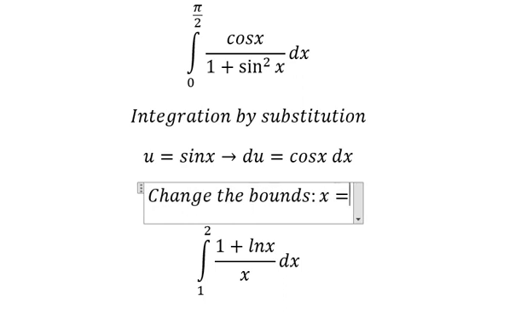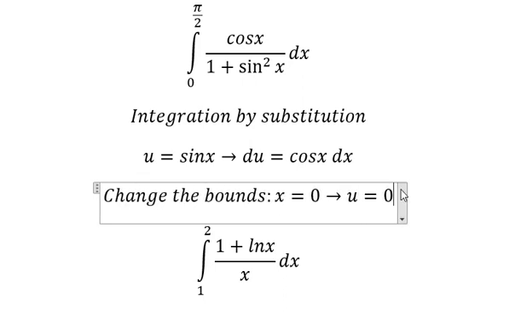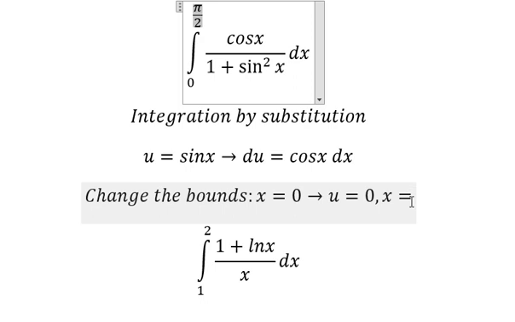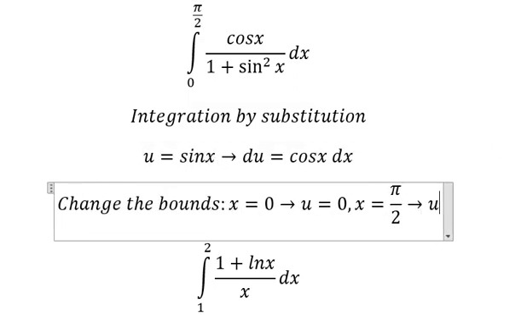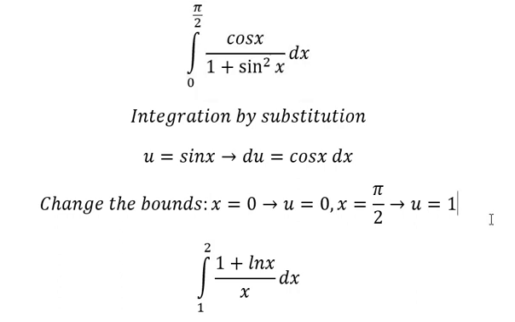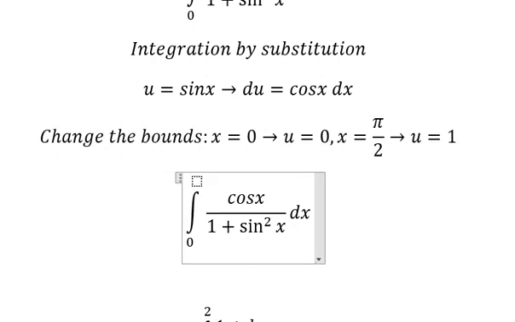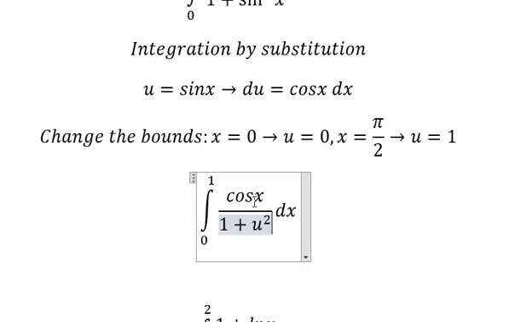When x equals to number 0, we put number 0 in here, so u equals to number 0. When x equals to pi over 2, we put pi over 2 in here, so u equals to number 1. So number 0 we keep the same, pi over 2 that is number 1. This one we change for u. Cosine x dx we change for the u.